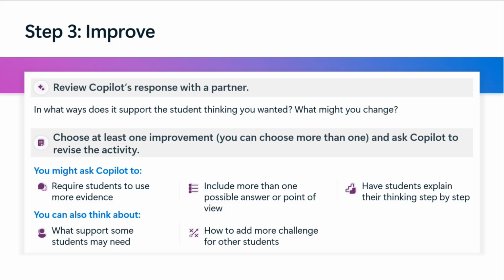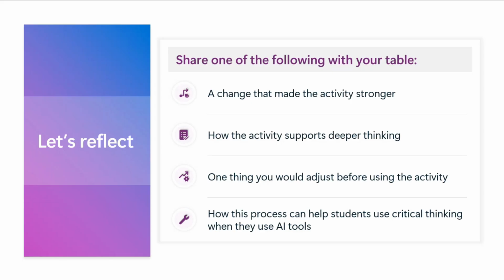So what you need to do over here is think from various perspectives about what kind of improvement you want AI to make for you. So rather than being just generic to say, help me improve this, you give it an area of improvement. That area of improvement could be students using more evidence, or including more than one possible right answer or point of view for that matter, or explaining their steps, like I said. It could be any of these. And then reflect.